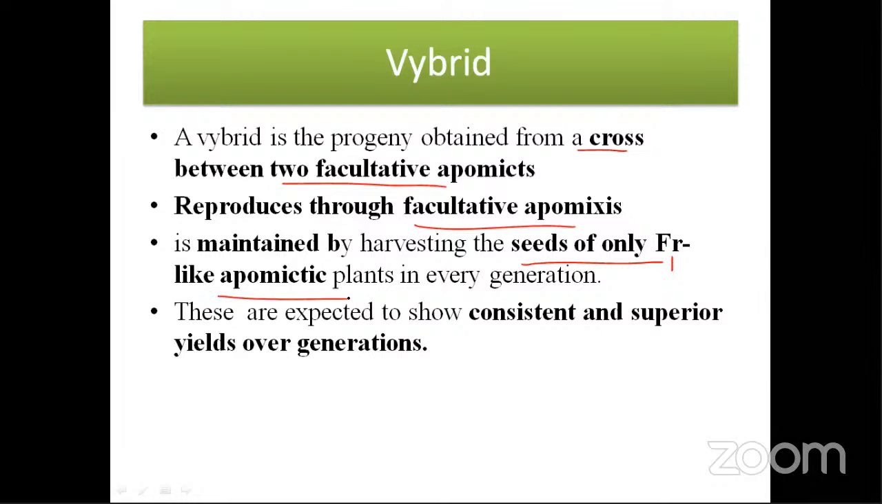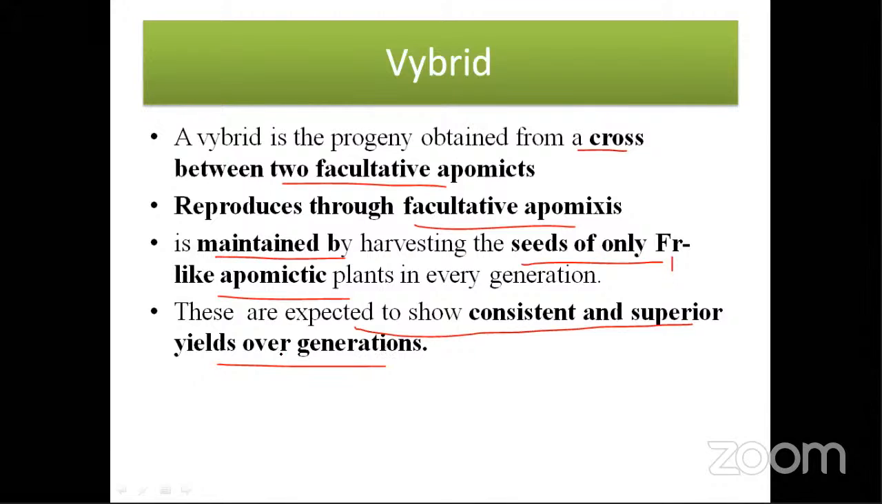Exactly F1s will not come because here apomixis is observed, means both the parents are apomictic. So in the original cross, one parent we are using is the sexual one. That is why it was easy. Normal seed set you will get. But here, because both the parents are apomictic, normal seed set will not be there. So the F1 kind of plant, whatever you will get, will be used for maintenance of these particular hybrids. And these are expected to show constant and superior yields over generations, means the performance will be somewhat like that of your hybrids.